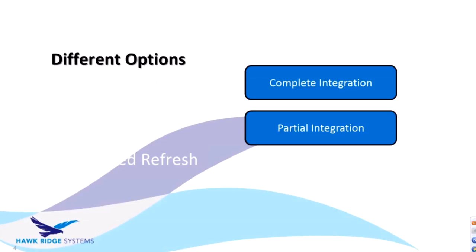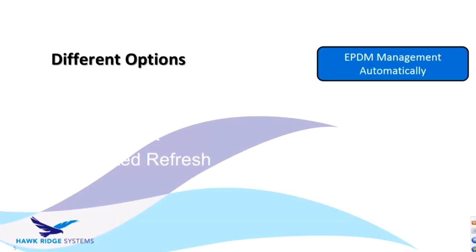The partial integration is only the toolbox files that are referenced by the assemblies in the EPDM vault are managed by the vault. The toolbox folder and the source part files are actually stored outside the vault. So before 2010, SOLIDWORKS and Enterprise PDM, only the partial method was available. So even with 2010 and newer, it'll support the partial toolbox integration, but it's recommended that you use the complete integration even nowadays. So you want to use the complete. So with that, the different options is that the EPDM management will manage the toolbox folder automatically.